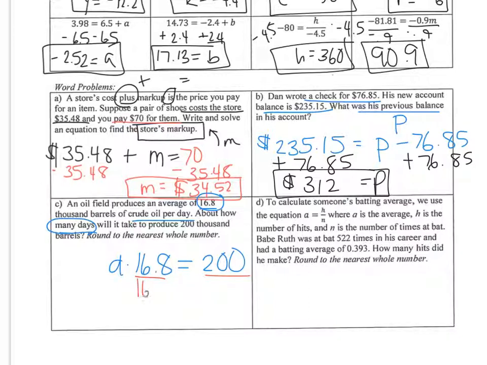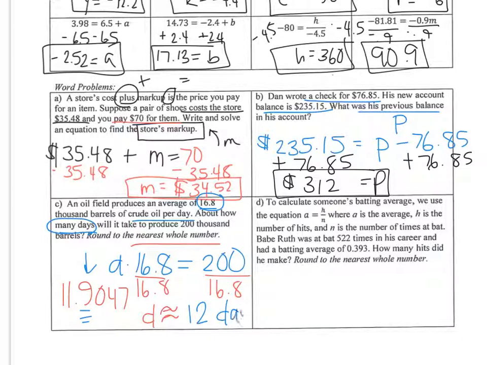So to solve, I'm going to divide each side by 16.8. So I do 200 divided by 16.8, and I'm rounding. In my calculator, I get 11.9047. If it says round to the nearest whole number, remember whole number means you don't want to have any decimals, so you're looking at this number. This number tells me to round up, so I'm going to say about 12 days.